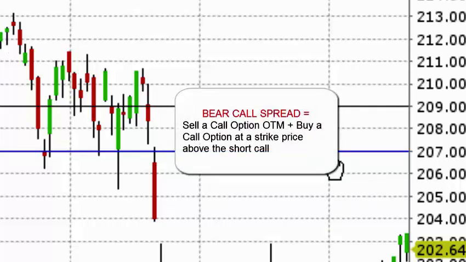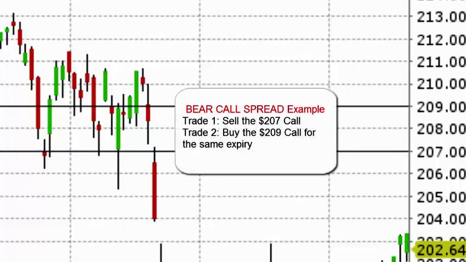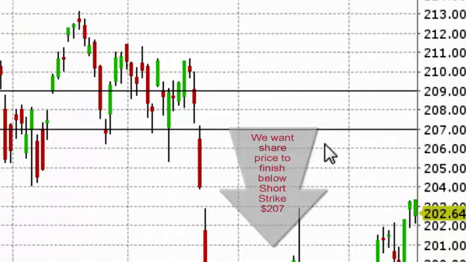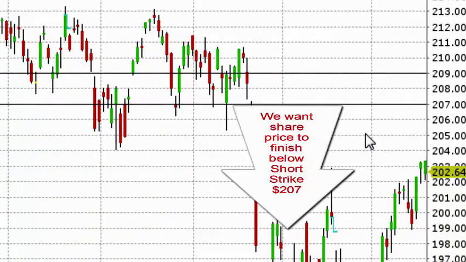You're going to receive a premium in, and then at the same time you're going to buy the $209 call option, and that's going to eat into a bit of the premium you received. And the reason you do that is to reduce your risk. So if you're wrong and the share price does jump above 207, this $209 call option absolutely limits your risk in this strategy here. So what we want to happen, we want the share price of SPY to finish below $207 at expiry. That's what we want to happen.